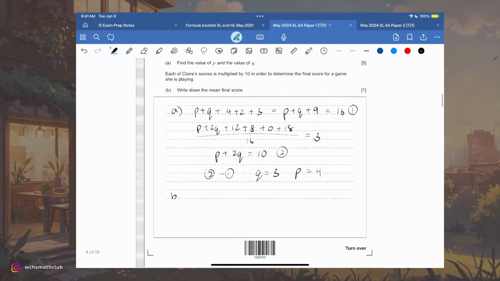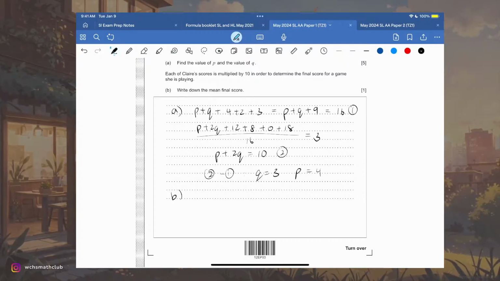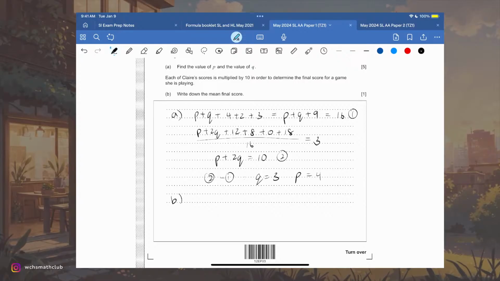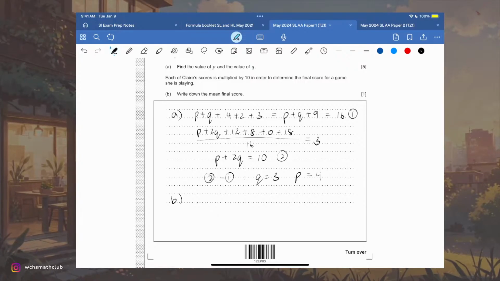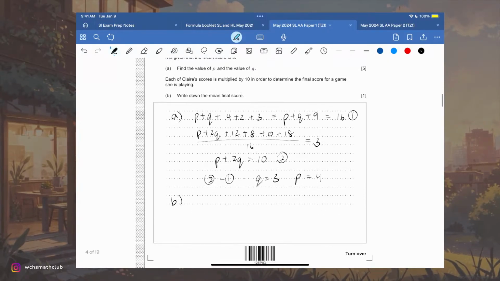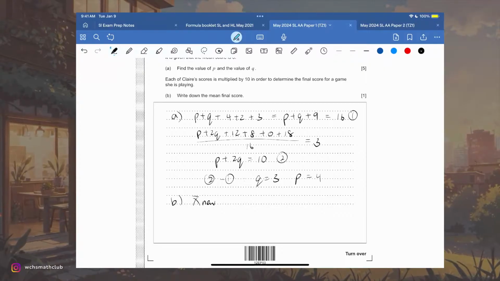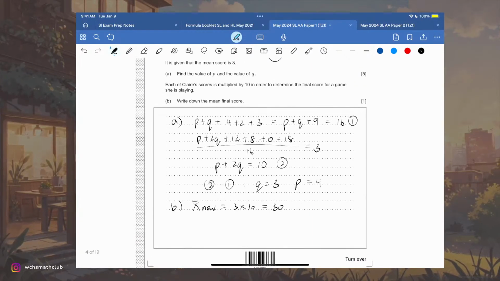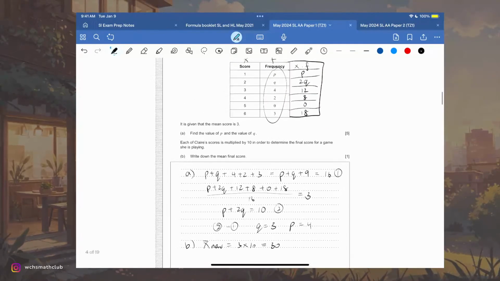Alright, part B asks, write down the mean final score if each of Clear's scores is multiplied by 10 in order to determine the final score for the game. So when all the scores are multiplied by 10, the mean will also be multiplied by 10, same as for the median and the mode. So the answer is simply, new mean equals 3 times 10, which equals 30. So the mean final score will be 30 points.